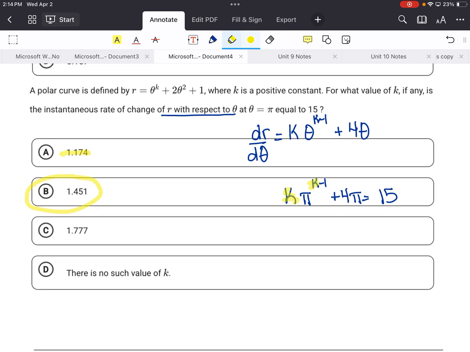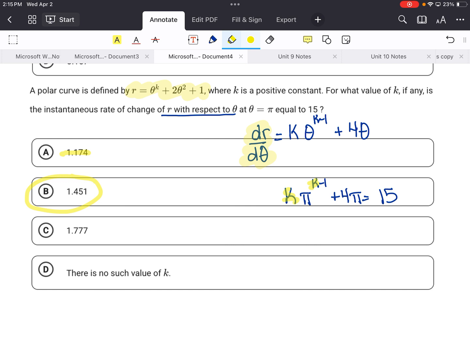On this problem, a polar curve is defined as r with k as a constant. For what value of k is the instantaneous rate of change? Wait, instantaneous rate of change is derivative of r with respect to theta. So this is asking me for derivative of r with respect to theta. It's asking for dr d theta. So I've got an equation that has r's and thetas in it, and I want to know the derivative of it. Well, I've got theta to the k power.